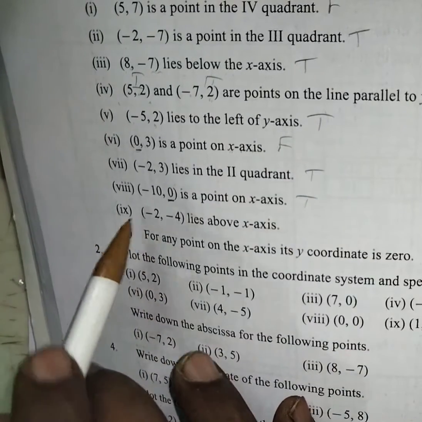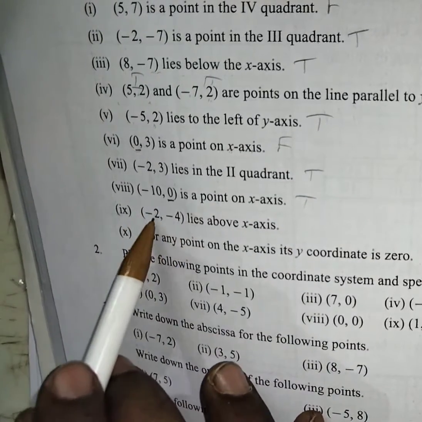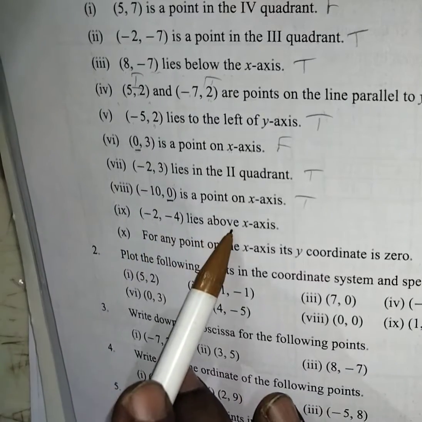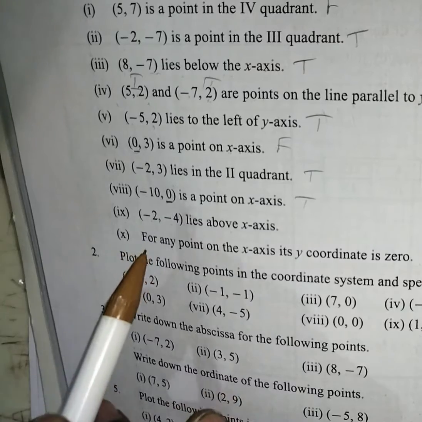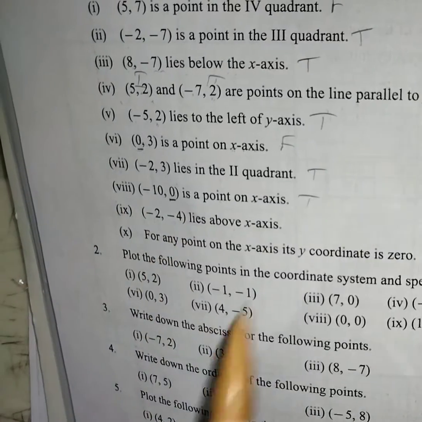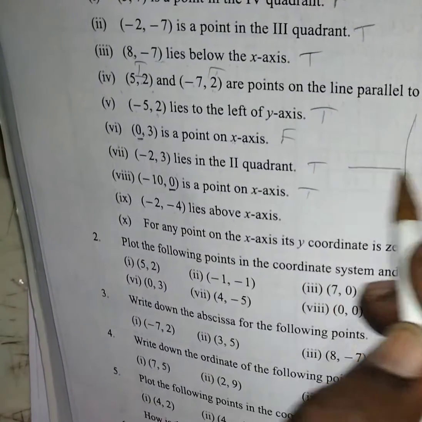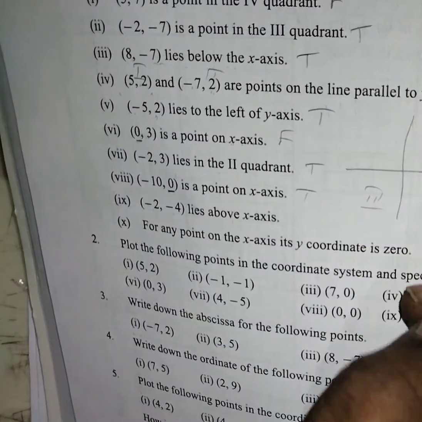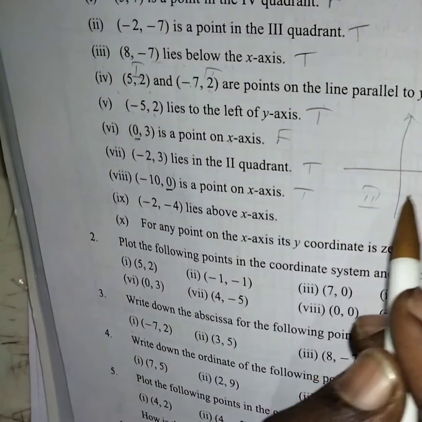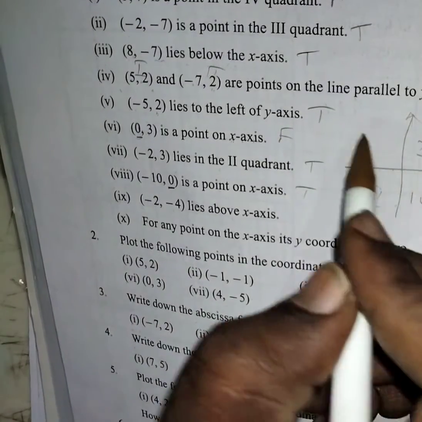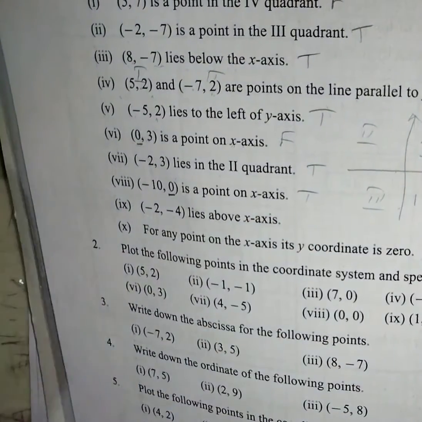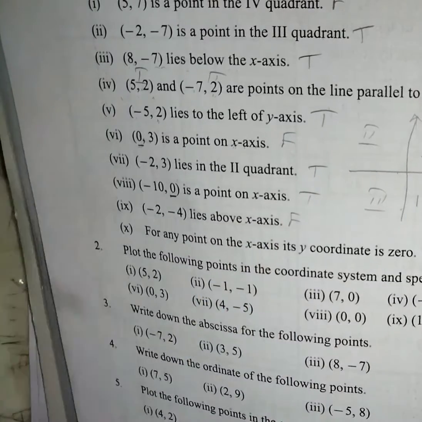Now the ninth one: both x value and y coordinate are negative and the point lies above the x-axis. The point lies in the third quadrant. The third quadrant is below the x-axis. For example, we take the first quadrant, second quadrant, this is the third quadrant. This is the x-axis, this is the y-axis. The third quadrant and fourth quadrant are below the x-axis. The first and second are above the x-axis. So the statement is false.